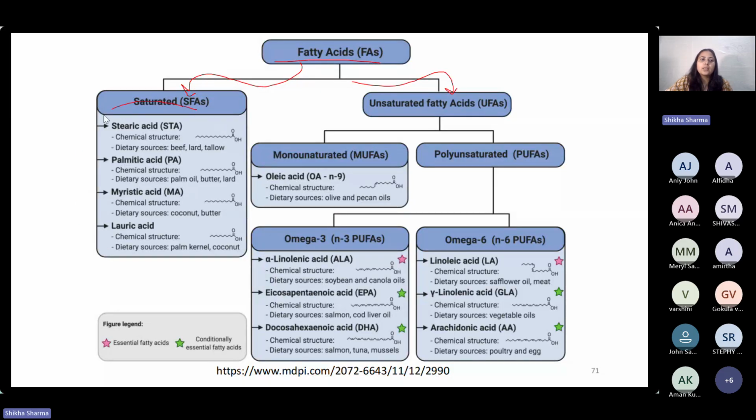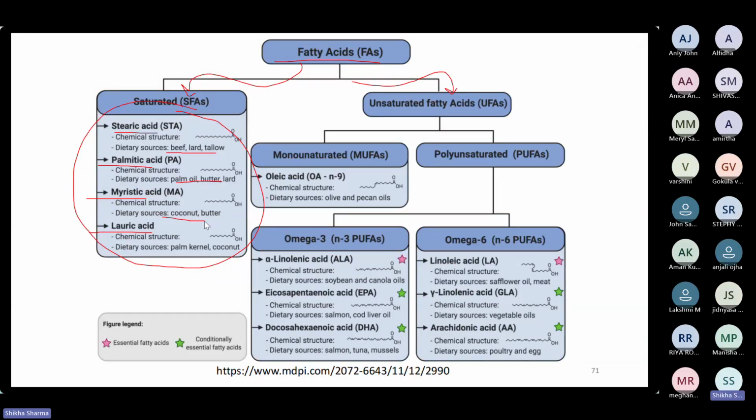And the saturated fatty acids basically include stearic acid, palmitic acid, myristic acid, and lauric acid. So beef, lard, and tallow are examples of stearic acid. Then palm oil, butter, and lard have palmitic acid. Then coconut or butter have myristic acid, and palm kernel and coconut have lauric acid.